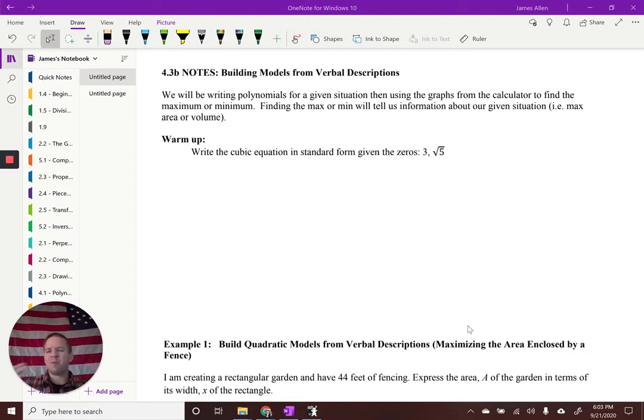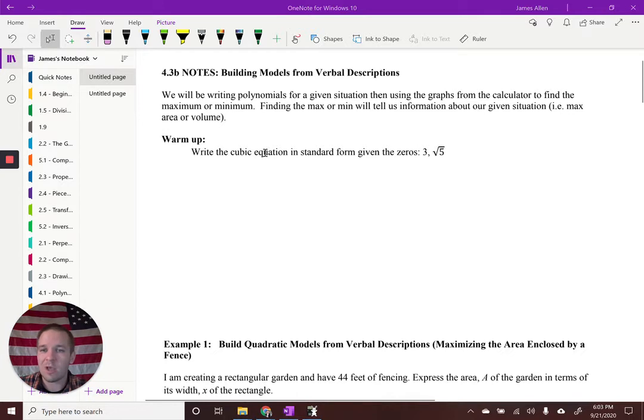Oh, right. One of my favorite things to do in any math class is applying mathematics in a meaningful way in a real life environment. And that's what we're going to do today. I'm super psyched about this lesson. I hope you are psyched as well. So we're going to build some models from verbal descriptions. Written descriptions? I don't know, whatever. Anyways, we're going to do a little bit of review first.